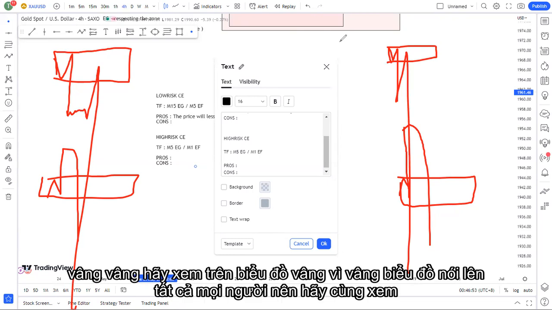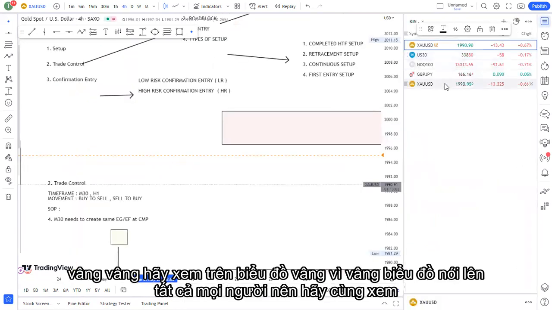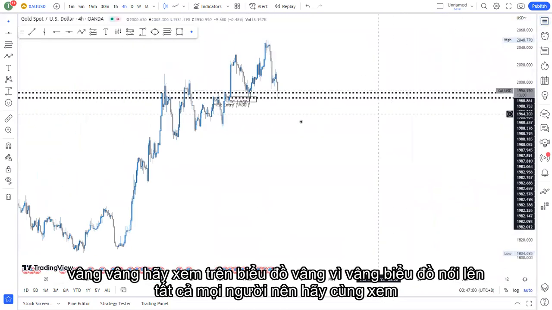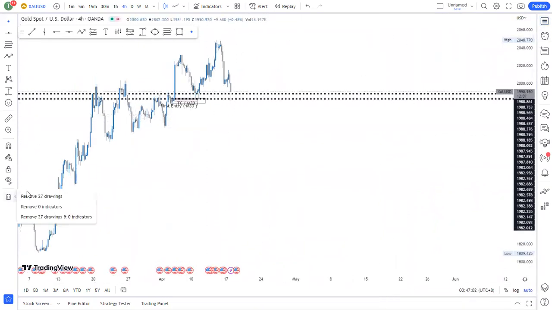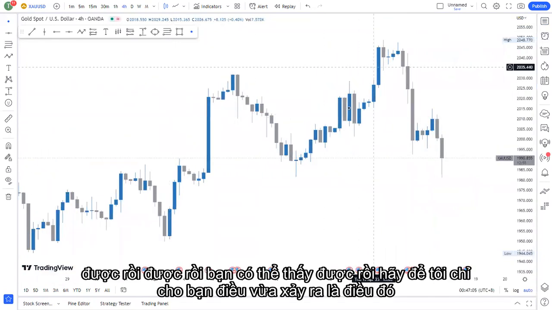Okay, understand it? Yeah, I understand. So let's see in the chart. Yeah, because the chart speaks universally. So let's look at the chart. Oh, so many layers.